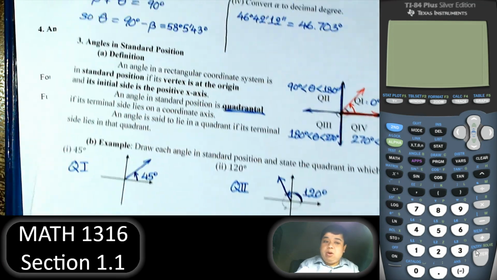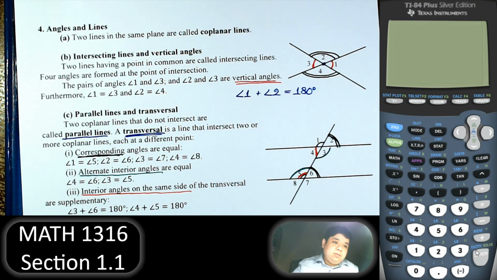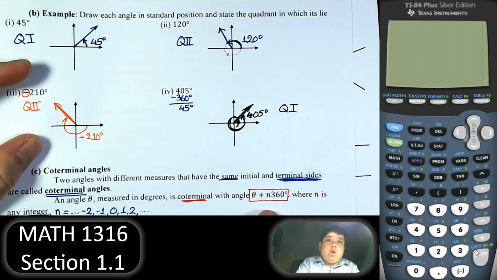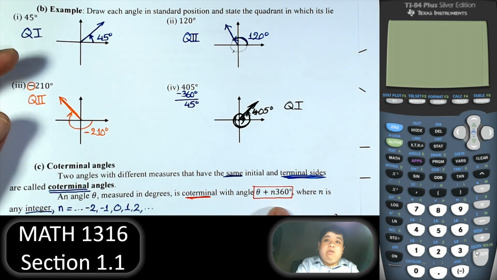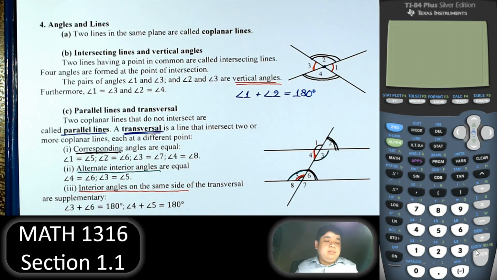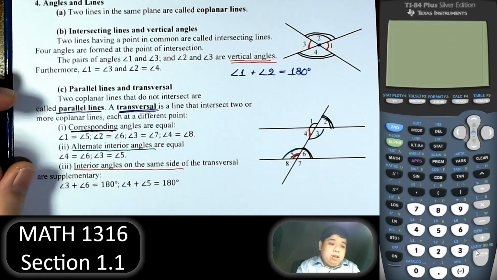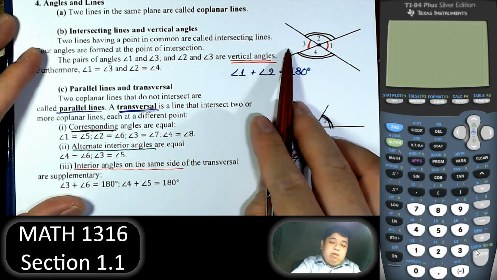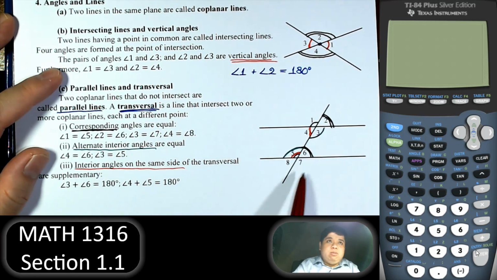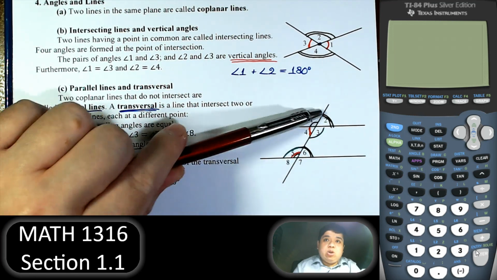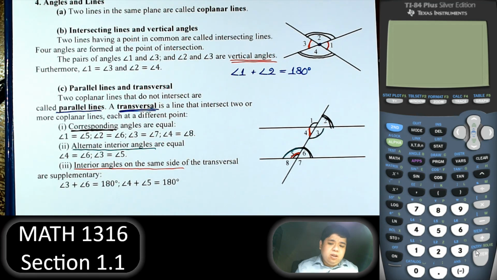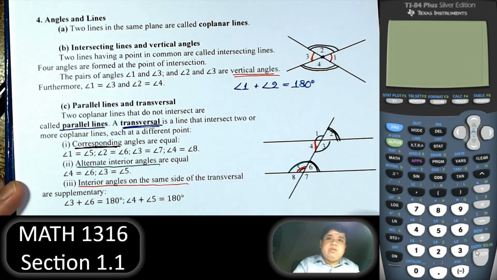And then we have coterminal angles. Coterminal angles have the same terminal side, and to get coterminal angles, we can add or subtract multiples of a revolution, or 360 degrees. And then we have the relations of the angles: vertical angles, and all the angles from the transversal and parallel lines. Right, so that is the first section in trigonometry.